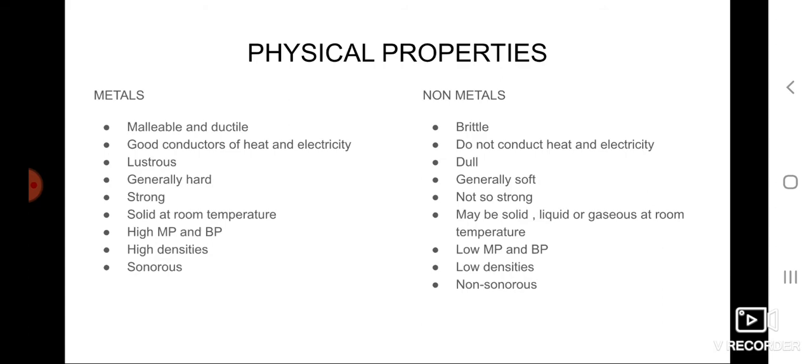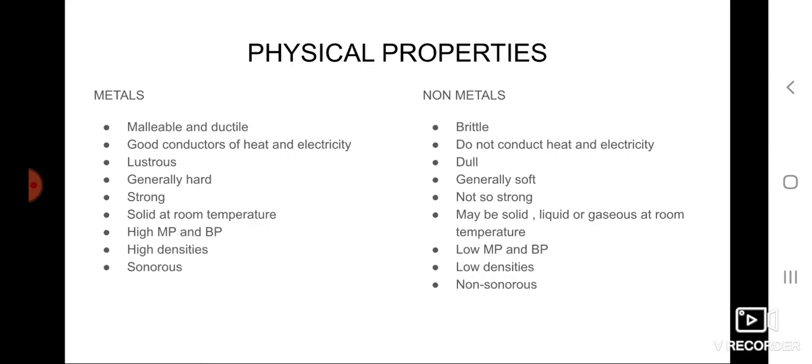Non-metals may be solid, liquid or gases at room temperature. Non-metals can exist in all the three physical states. For example, carbon, sulfur and phosphorus are solid non-metals. Bromine is a liquid non-metal, whereas hydrogen, oxygen, nitrogen, chlorine are gaseous non-metals.